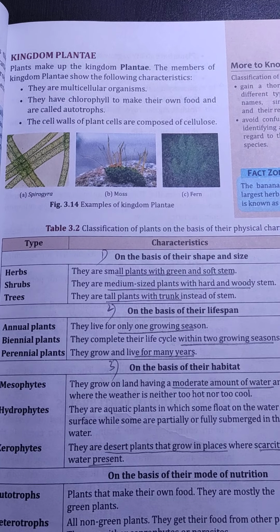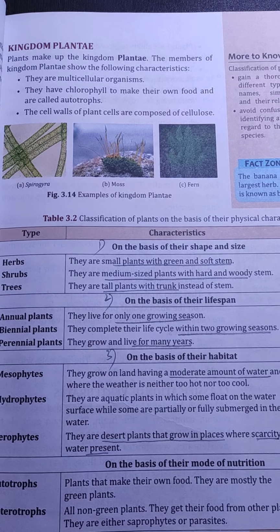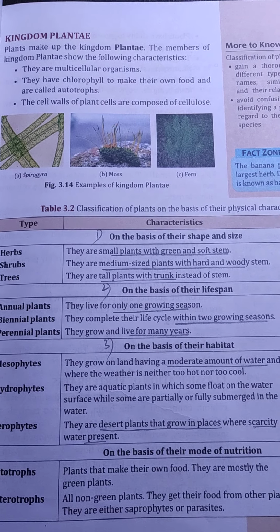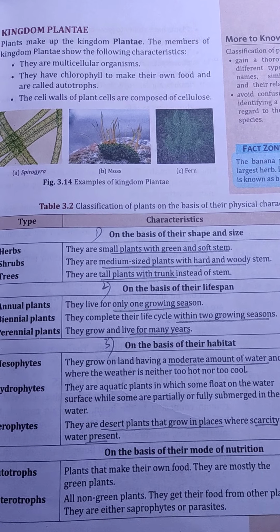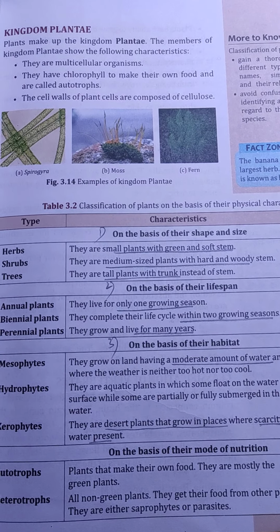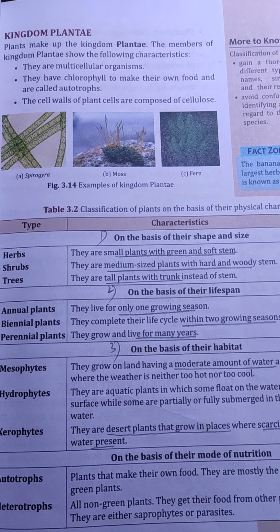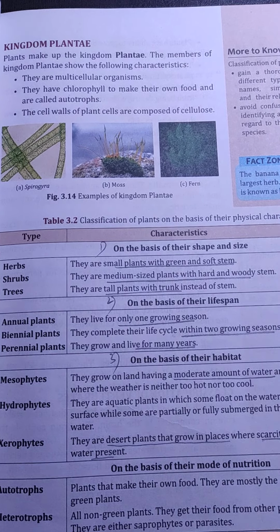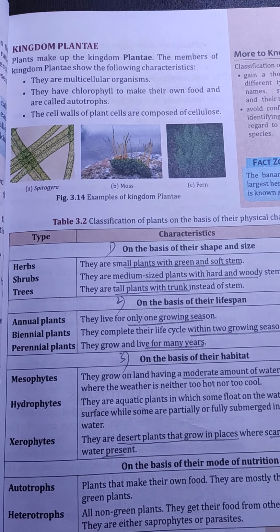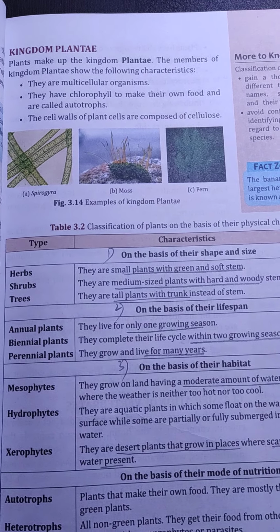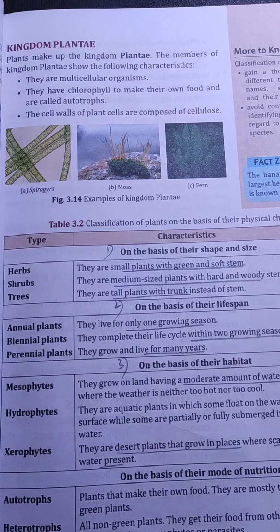Okay, so on the basis of shape and size, plants are categorized into three categories: herbs, shrubs and trees. Herbs are small plants with green and soft stems, whereas shrubs are medium-sized plants with hard and woody stems, whereas trees are tall plants with a trunk instead of a stem. Next characteristic is on the basis of their lifespan. On the basis of lifespan, it is again categorized into three: annual plants, biennial plants and perennial plants.